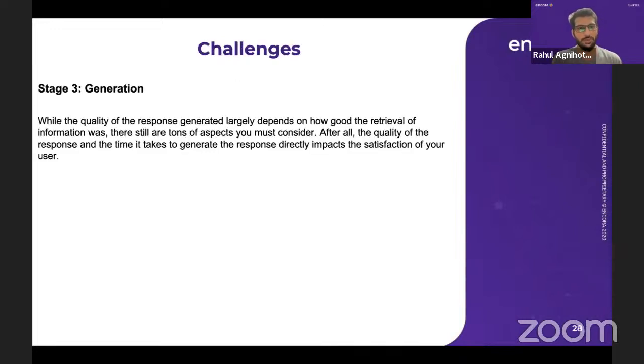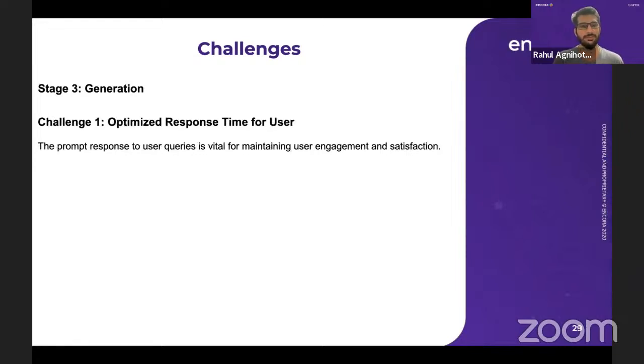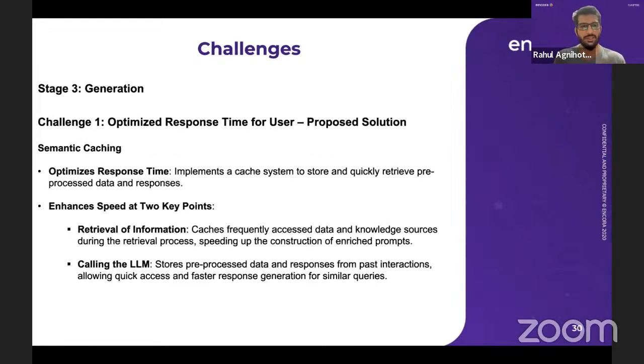Then we looked into what kind of challenges could come at the generation stage. It could be handling the response time for the user, which could be because of how you handle your retrieval strategy, or how often you call the LLM, or what kind of LLM you're using. So for instance, the larger model can take a lot of time to process the data, but is going to give the right output.